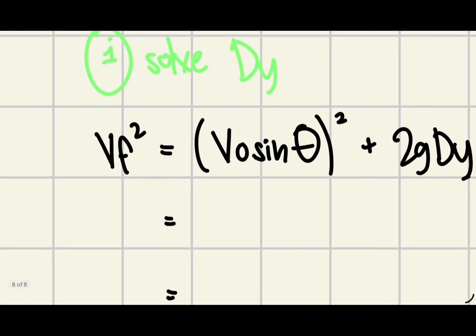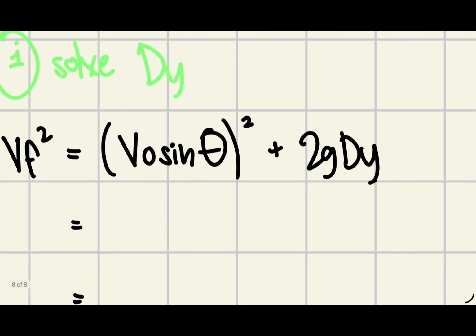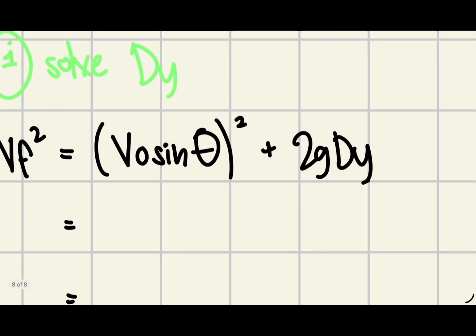We can use the third formula of our vertical projection, which is final velocity squared equals v0 sine theta squared plus 2g dy.